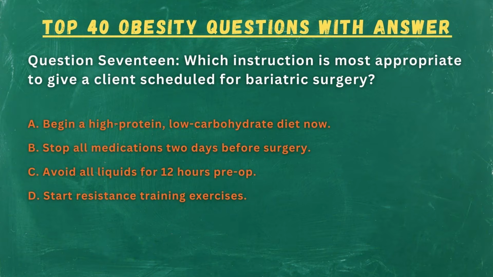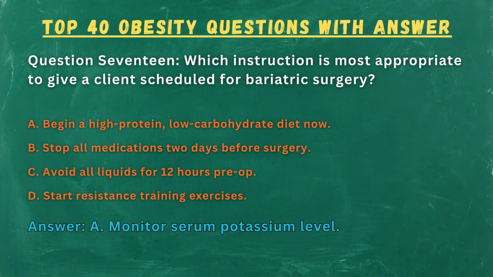Question 17. Which instruction is most appropriate to give a client scheduled for bariatric surgery? A. Begin a high-protein, low-carbohydrate diet now. B. Stop all medications 2 days before surgery. C. Avoid all liquids for 12 hours pre-op. D. Start resistance training exercises. Answer: A. Begin a high-protein, low-carbohydrate diet now.